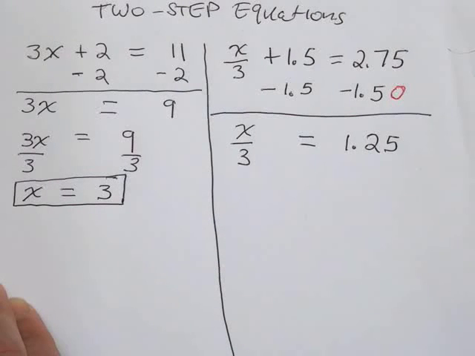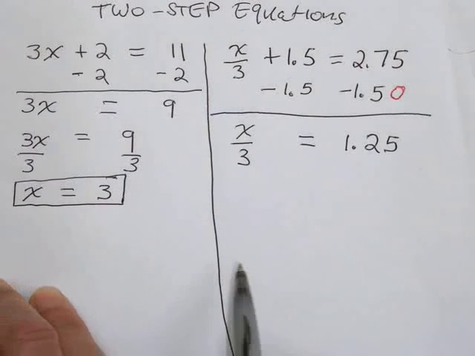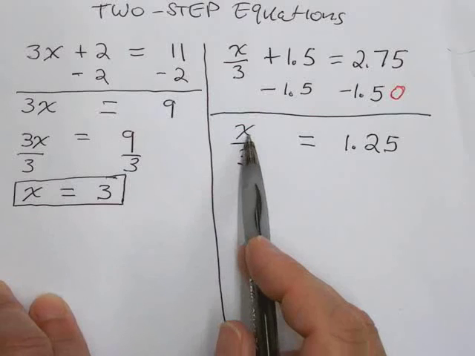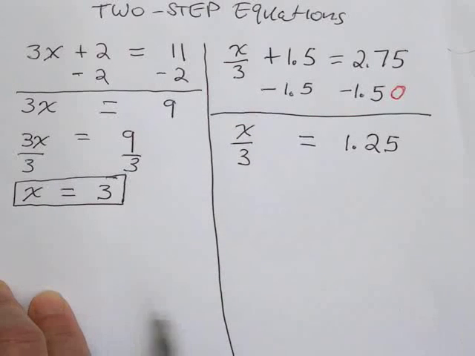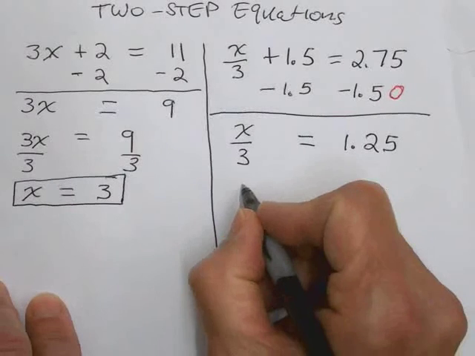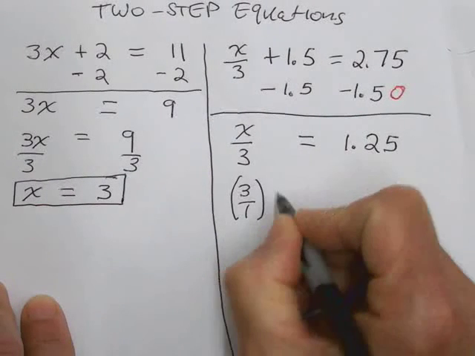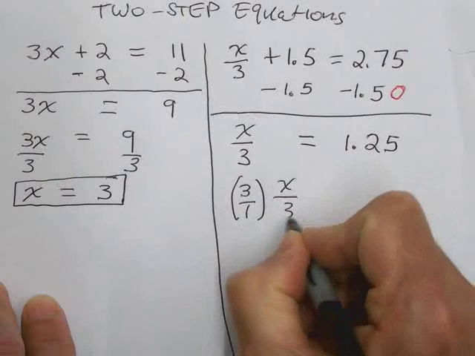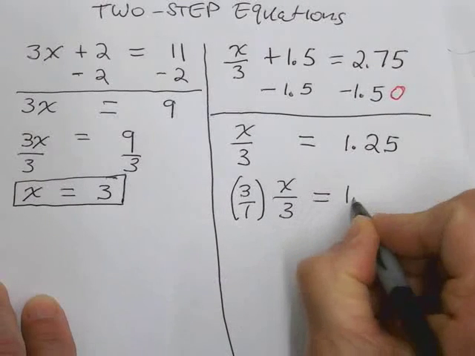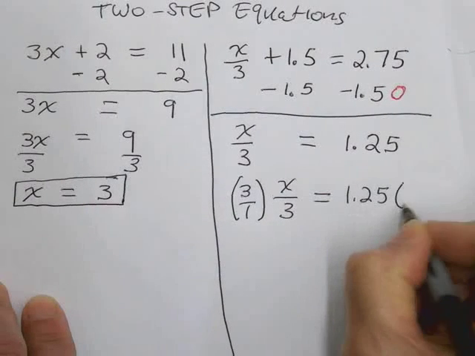I've got a one-step equation. Remember, if the variable is the numerator, we need to multiply both sides by the denominator, in this case 3. So, you know what? I'm going to just write 3 over 1 here to start, so I leave myself enough room for a change, and that's going to equal 1.25 multiplied by 3.